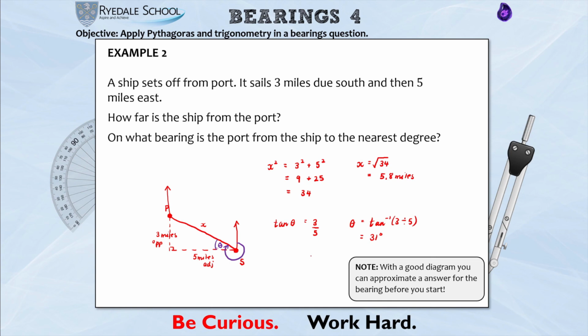But remember, once again, that is not my bearing. I need to add it on to 270. So the bearing is 270 plus 31, which is 301 degrees. So once again, my little approximate guess of 300 makes me confident I've got my answer right.